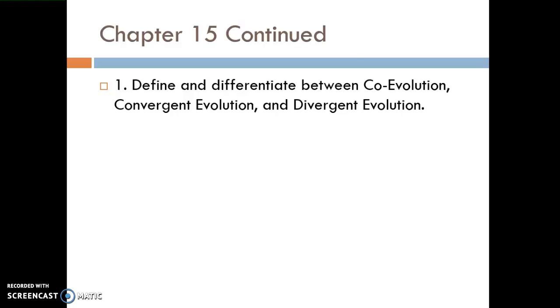Convergent evolution is when they appear similar, but they're not closely related at all, and you can use analogous structures for this as an example. So an example is a dolphin and a shark. They look similar, but they didn't come from the same family. They just converged. They came from different families, but they converged to look more alike over time.